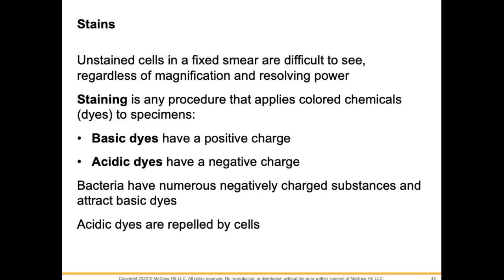So unstained cells in a fixed smear are difficult to see. So, more times than not in the lab, we're going to stain our specimens. Staining is any procedure that applies colored chemicals or dyes to specimens. There are basic dyes and there are acidic dyes. Basically, bacteria have numerous negatively charged substances and they attract basic dyes, and acidic dyes are actually repelled by cells.